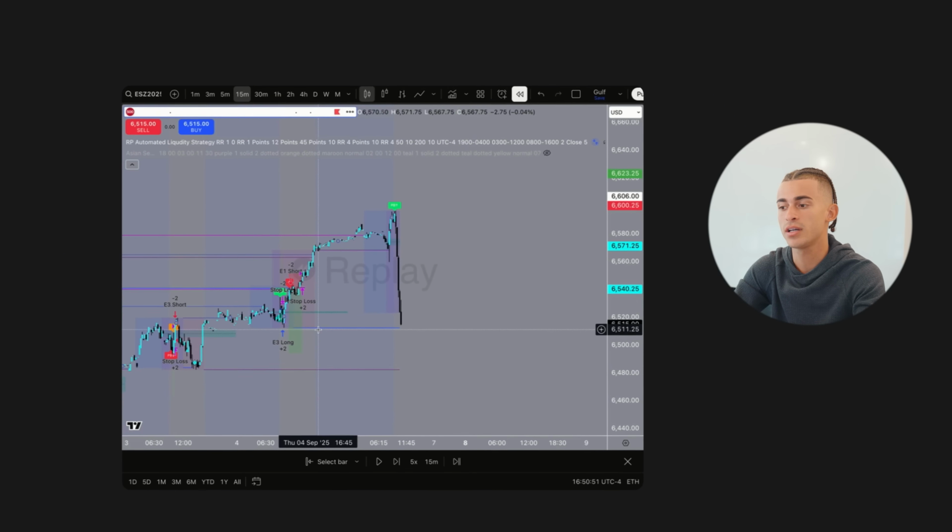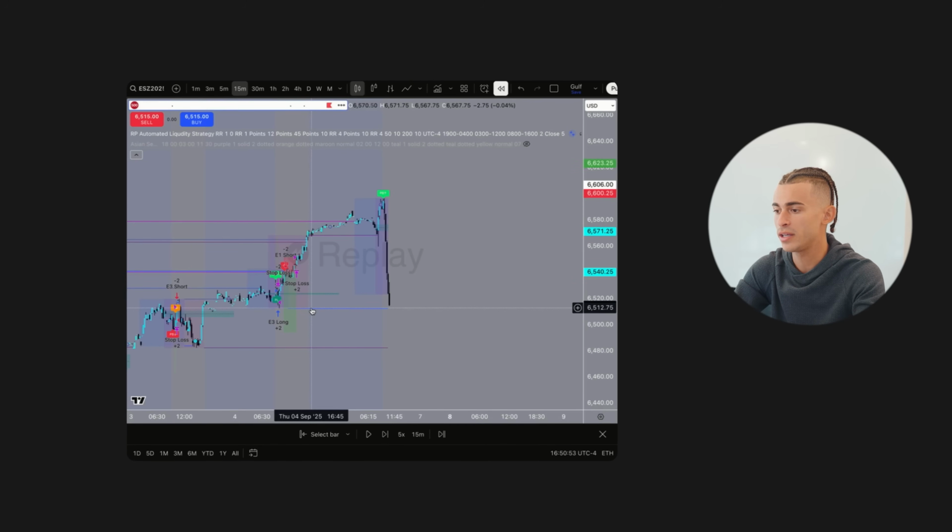We are looking at this untested low right here. Price is approaching it, so we're about to enter longs. Boom, we are in longs. We have our stop loss slightly below this low. Let's see how this goes, guys. And we're going to go ahead and target this next untested high. Let's let this trade play out, see what it wants to give us.